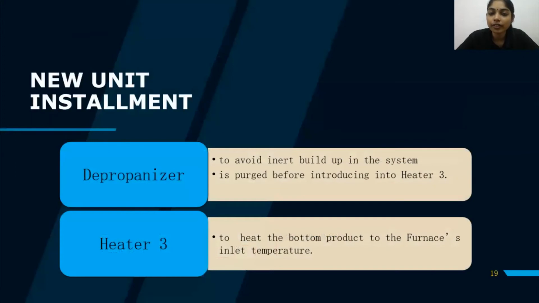The reason for adding these two units: the depropanizer is basically to remove or to split the propylene. This is added to avoid the buildup in the system. Hence, the propylene will be split from the butane. However, the depropanizer outlet stream will be purged before it is introduced into heater 3. Heater 3 basically is used to increase the temperature to the furnace desired temperature.